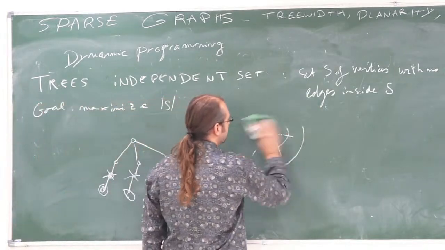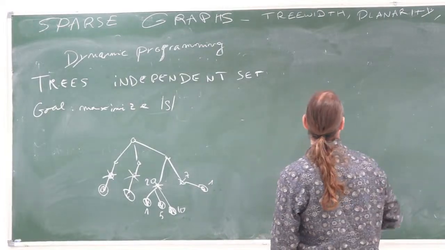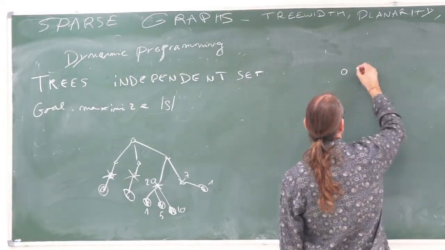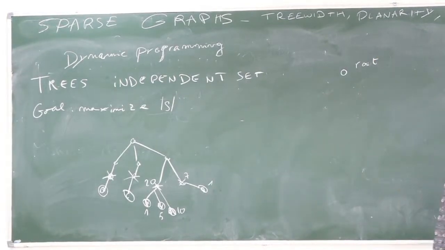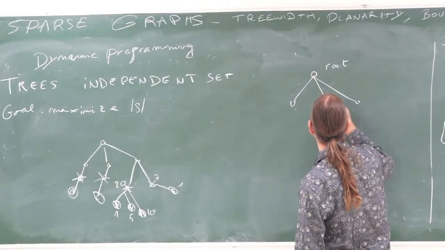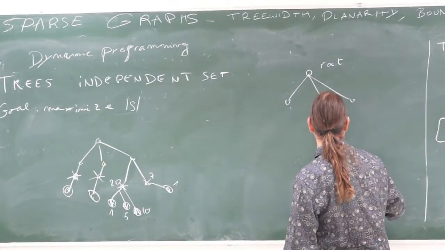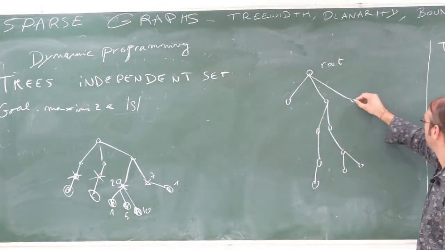So what are we going to do? Dynamic programming on a tree. So the first thing is I'm going to root it. So I'm going to select any vertex of your choice and say that this is a root. So I have the notion of children of a vertex, so you have the levels of that tree.